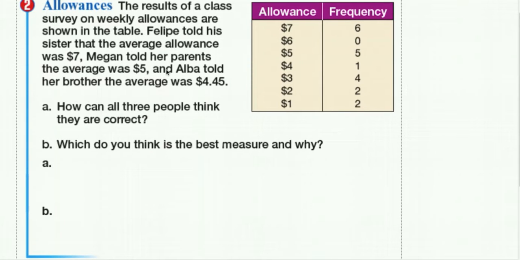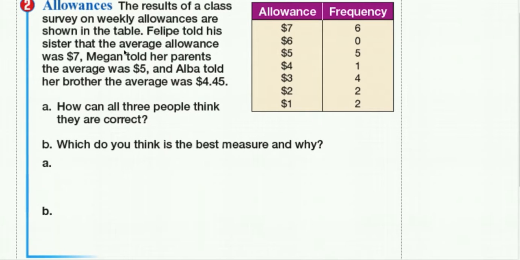Example number 2. The results of a class survey on weekly allowances are shown in the table. Felipe told his sister that the average allowance was $7. Megan told her parents the average was $5. And Alba told her brother the average was $4.45. How can all three people think they are correct? And letter B, which do you think is the best measure and why?